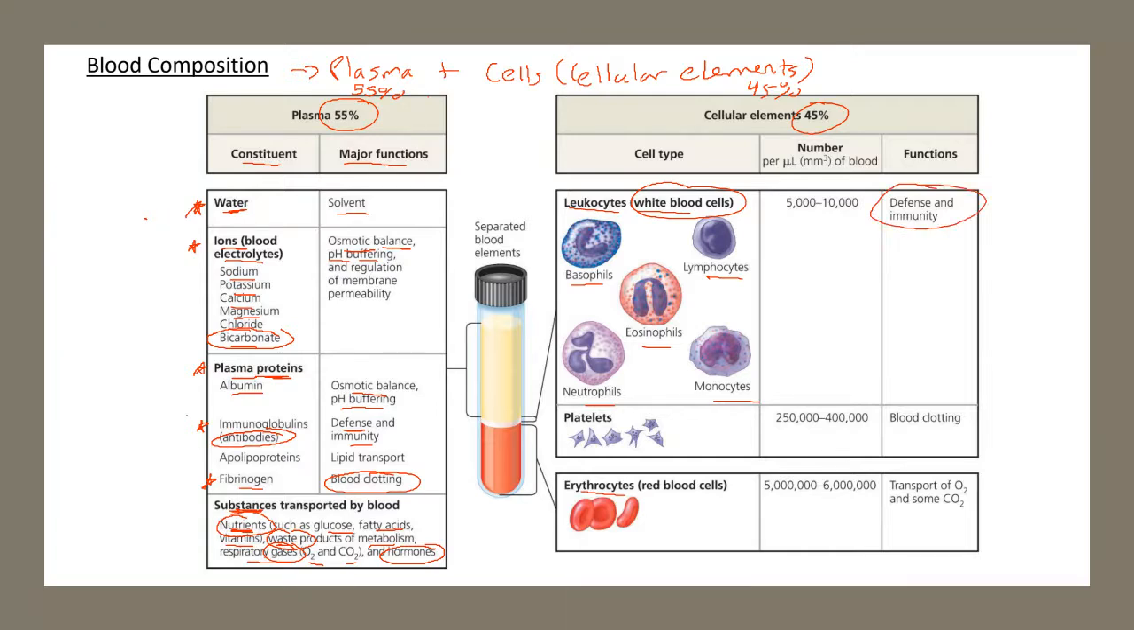Okay? Platelets. Platelets are not cells, actually. Platelets are cell fragments. Once upon a time, there was a cell called a megakaryocyte that exploded, and this explosion made a bunch of cell fragments called platelets. What's their function? We'll talk about them in a second, but blood clotting it is.